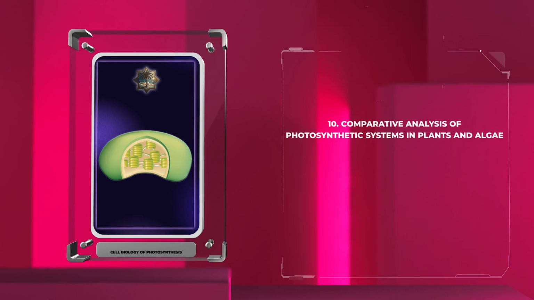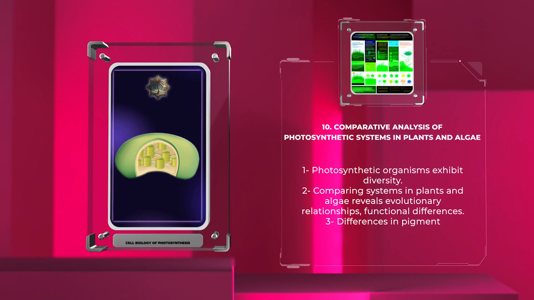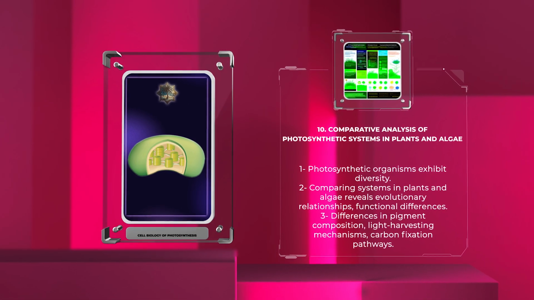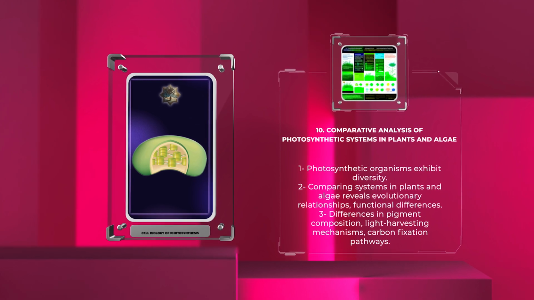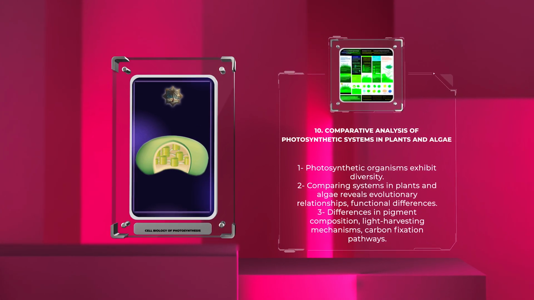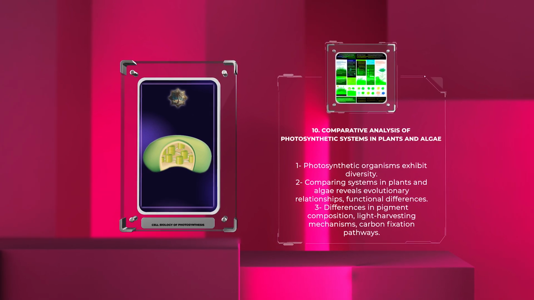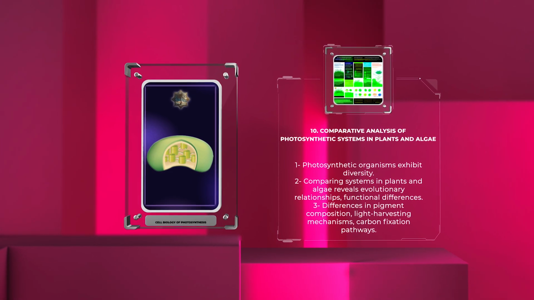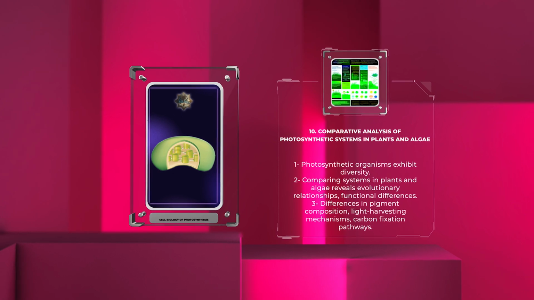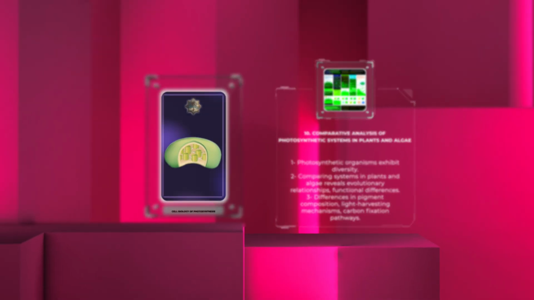Photosynthetic organisms exhibit remarkable diversity, with distinct adaptations in response to their respective environments. Comparing photosynthetic systems in plants and algae sheds light on the evolutionary relationships and functional differences between these groups. Differences in pigment composition, light harvesting mechanisms, and carbon fixation pathways highlight the remarkable adaptability of photosynthetic organisms.